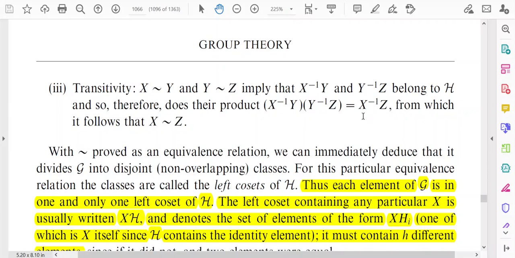So x inverse z is also an element of H, and as x inverse z is an element of H, so from the definition x is equivalent to z. So this relation follows from the definition. That means the definition we have provided is correct.